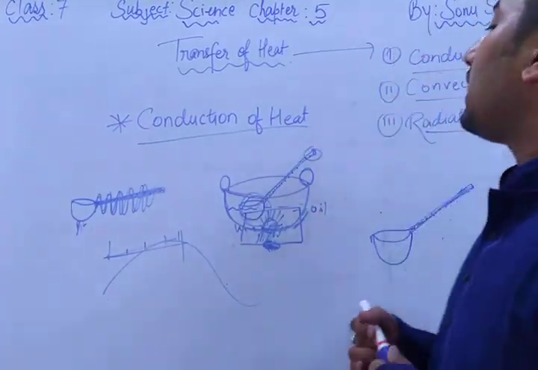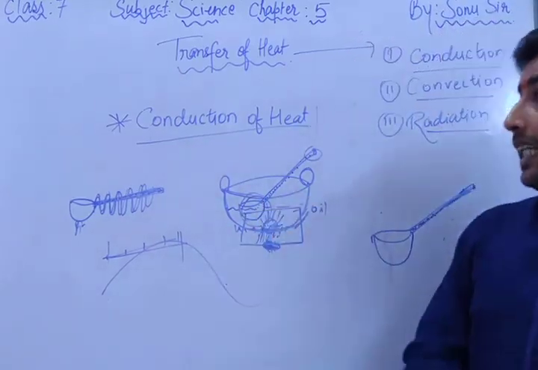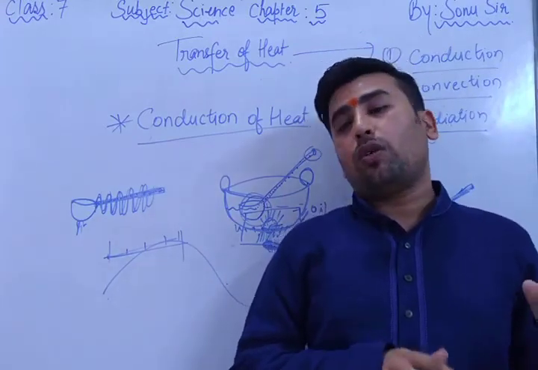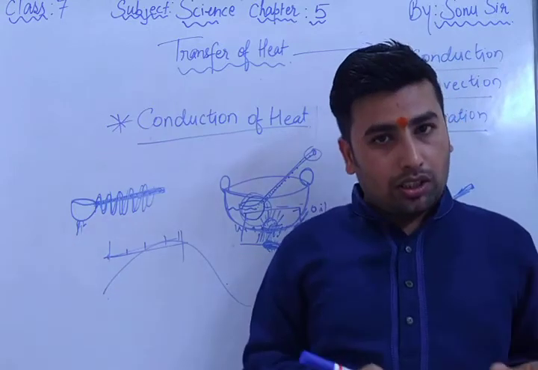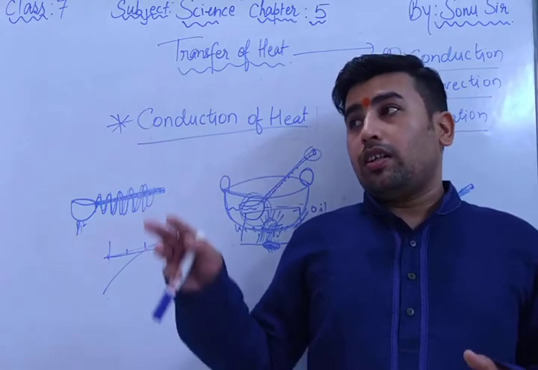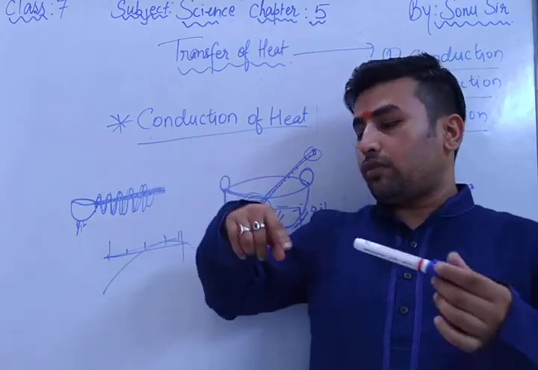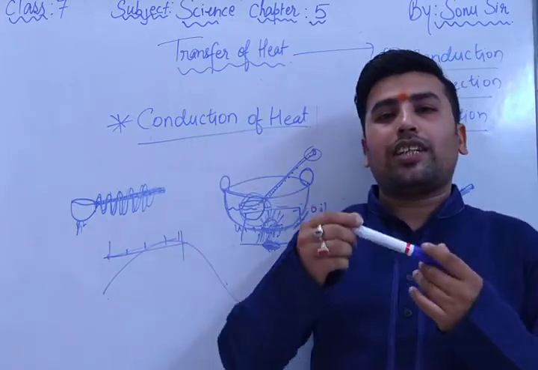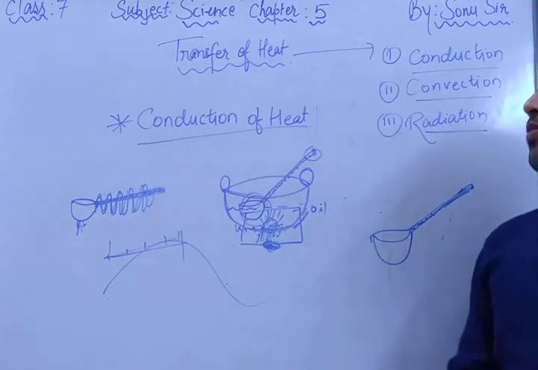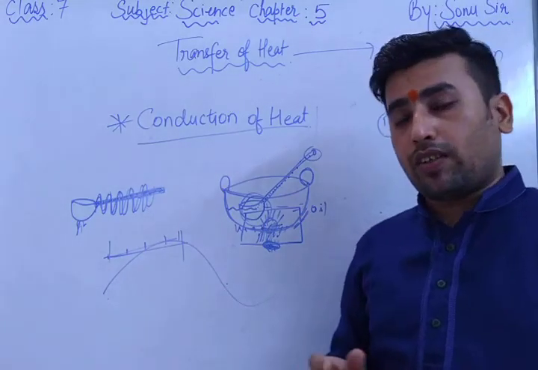So today we have discussed conduction of heat. I hope all of you have understood this topic. Conduction means the transfer of heat from a higher hot object to a lower hot object when they are in contact. For example, let's suppose this one is not heated and this one is heated. As they come in contact, now this also starts heating. Got it? So I hope all of you have understood class 7 science chapter 5, transfer of heat, conduction of heat. The first topic was conduction: conduction in solid, liquid and gas.